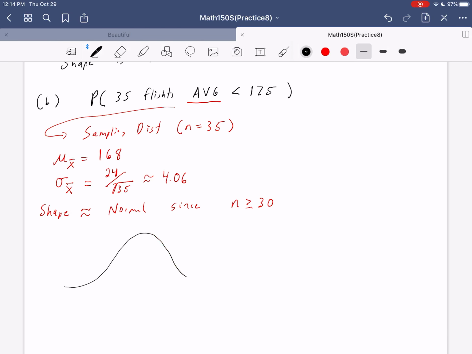We'll draw ourselves a bell-shaped curve and label our middle at 168. We're looking for the probability that 35 flights have an average less than 175. So 175 would be somewhere over here because it's bigger than the average. And of course, we want to shade to the left because we want the average less than that. So we're trying to determine this shaded area. Immediately, we should have a sense that our answer is probably going to be over 50%, because we've shaded at least half of the graph plus some more.